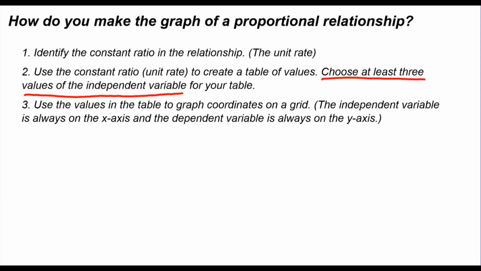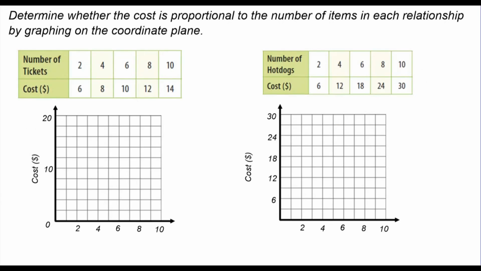And then lastly, we're going to use those values in the table to graph the coordinates on the grid. And the independent variable is always on the x-axis, and the dependent variable is always on the y-axis. So make sure that you're graphing those correctly and not graphing them backwards. Otherwise, you won't end up having your graph look like a proportional relationship.